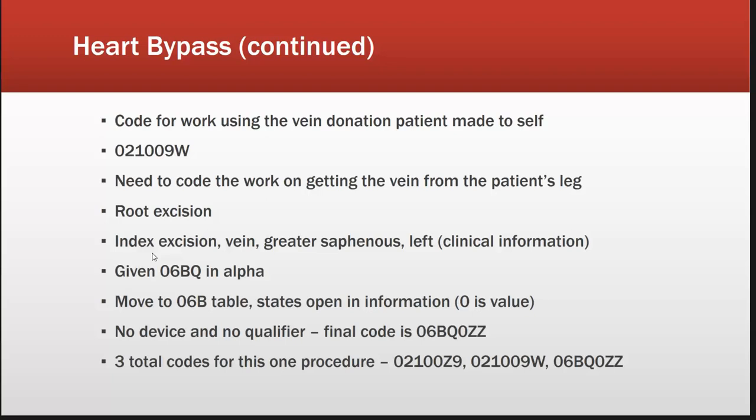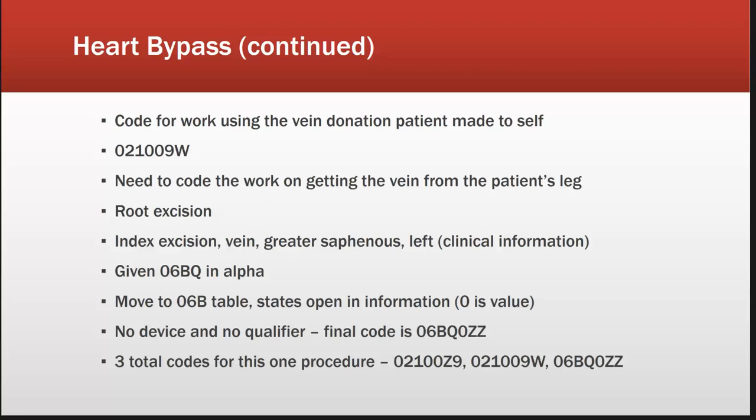The surgeon took a part of the patient's leg vein to do this graft for the second bypass that was done. They didn't take all of their vein, they took part of their vein from their leg. You're going to use the root operation excision. Your index and excision, vein greater saphenous left. That was given to you in clinical information.